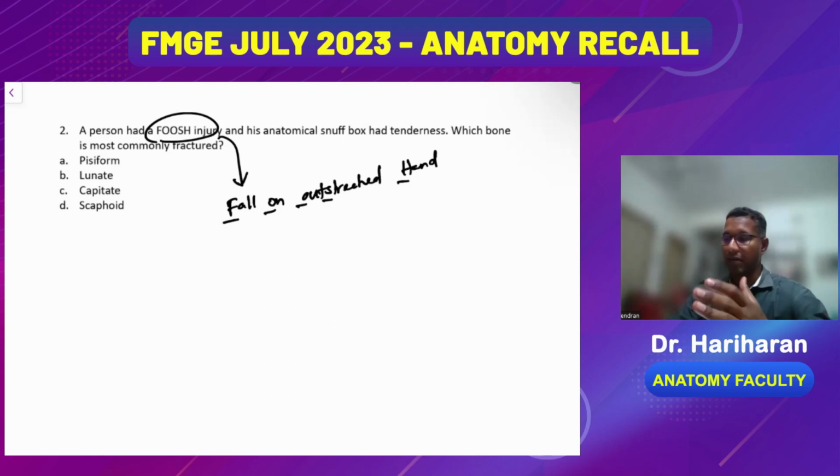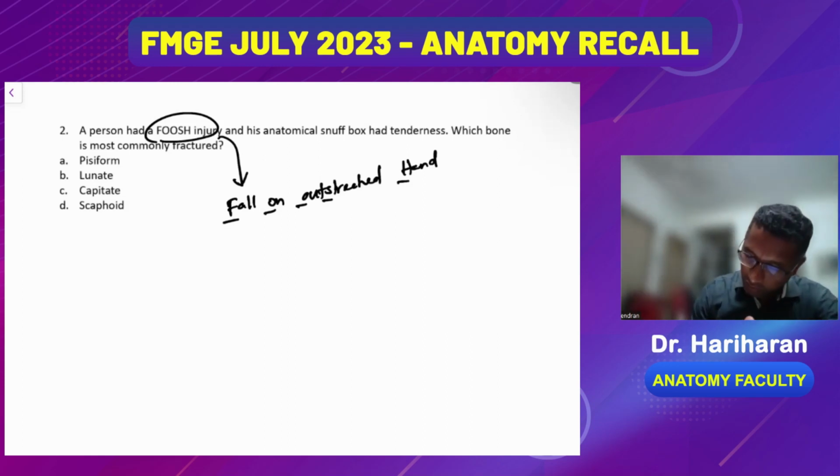What is called the anatomical snuff box? If you see my hand, you can see a depression here. This depression, which is seen on the lateral aspect of the wrist, is called the anatomical snuff box. The anatomical snuff box is bounded by certain tendons.